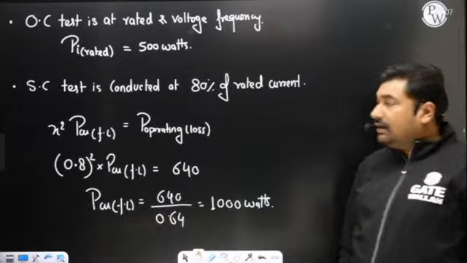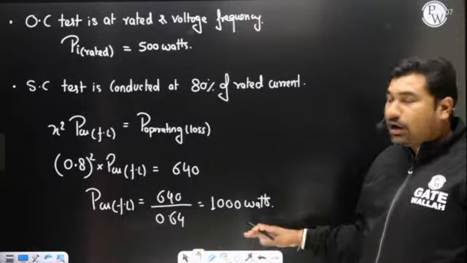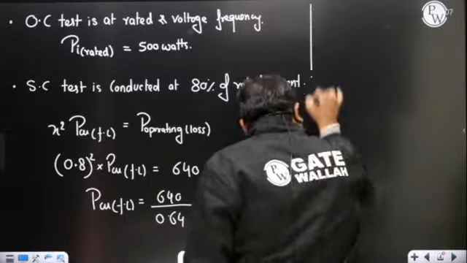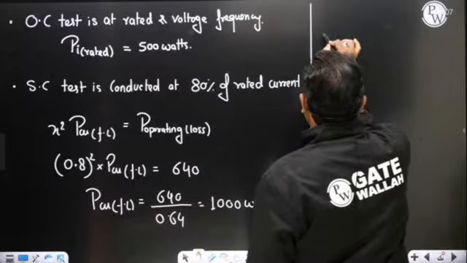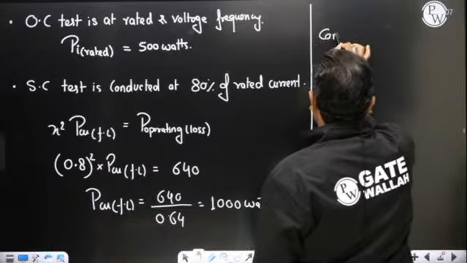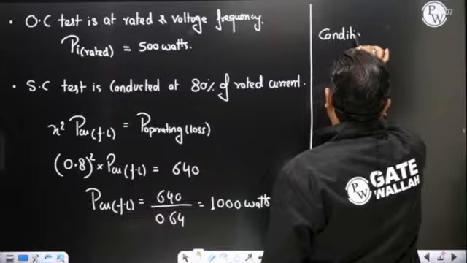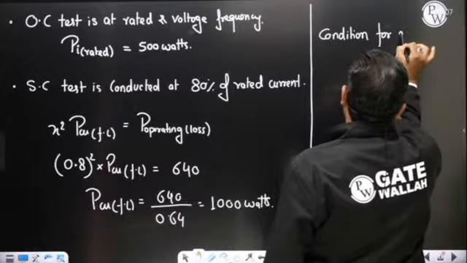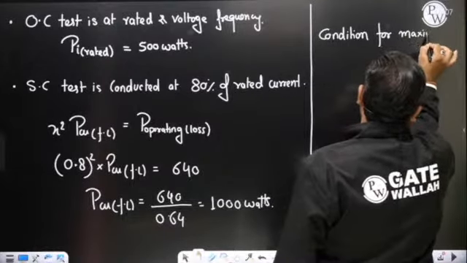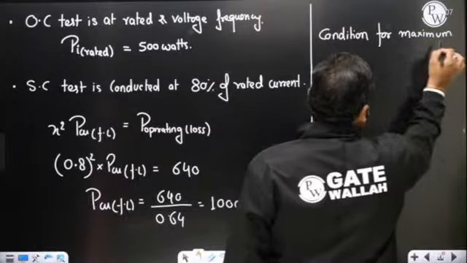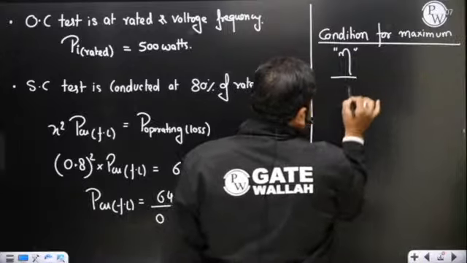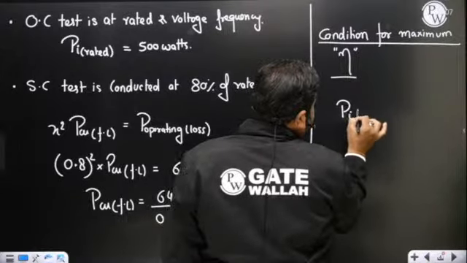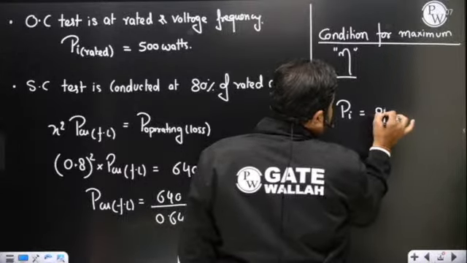Once we have the full load copper loss, now we can move to the efficiency. What is the maximum efficiency? We all know that the condition for maximum efficiency is that the iron loss must be equal to the operating copper loss.